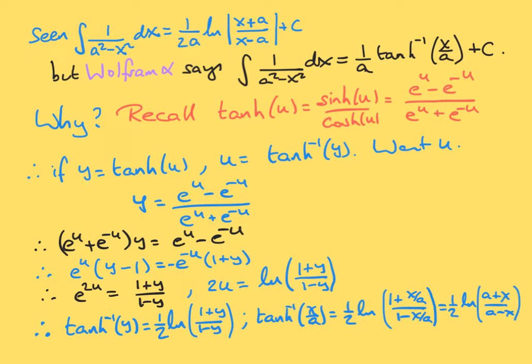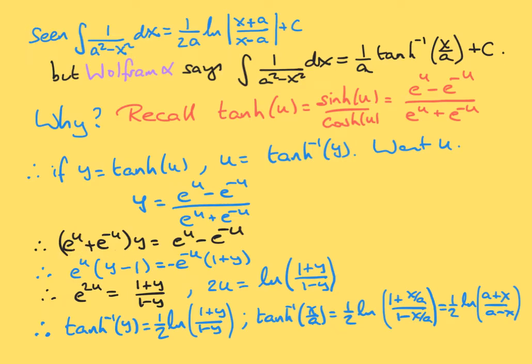Okay, so y is tanh u. I just write this out this way, remembering how tanh is defined. And we want to find u in terms of y. So it seems very natural to multiply both sides by the denominator here, and that will give us this. And we see we've got two different sorts of exponentials, e to the u and e to the minus u. So let's gather them together. And I'll gather them together on separate sides.